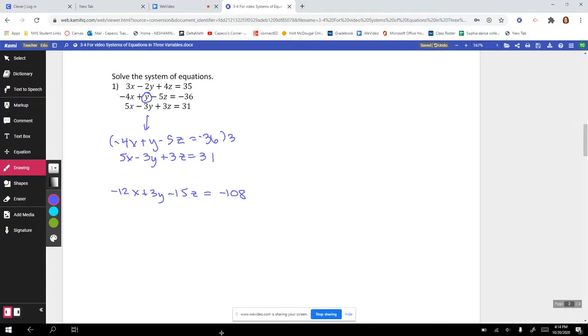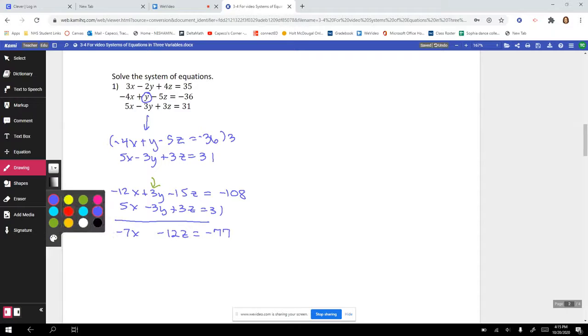Now again, I will rewrite that bottom equation. And I realize that my y's zero out, which is what I want. That was the whole point, right? So I have negative 7x minus 12z is equal to negative 77. I'm going to star that equation, and I'm going to come back to that one.